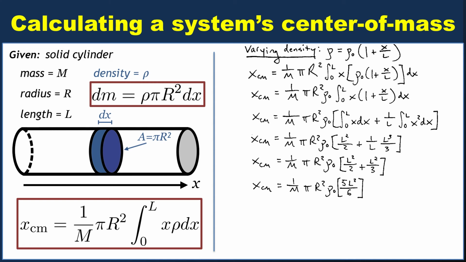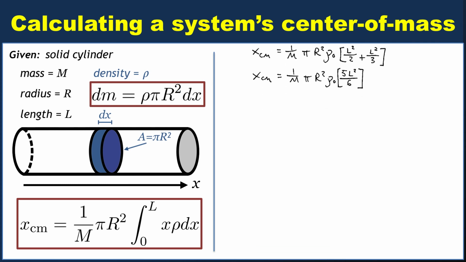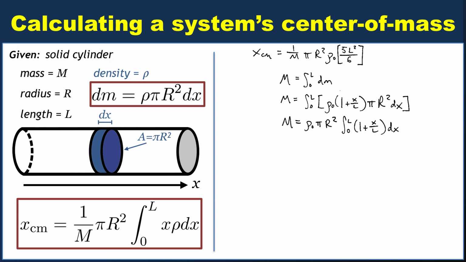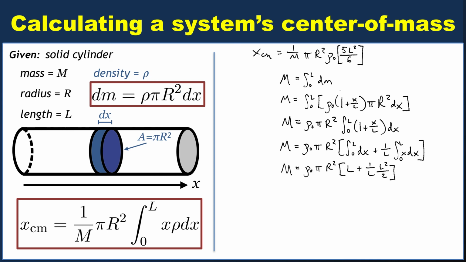But of course, we also expect that the expression for big M will be different, right? We have a different mass profile, so we need to recalculate that. We can't just use the same expression we had before. So big M is still the integral from 0 to L dm, but now when we substitute in our expression for dm and insert the density profile, you'll see that we can pull out rho pi r squared, but now, again, we have a different integrand. So now we have to integrate this. So we separate this into two integrals. We do the two integrals and find that M equals rho pi r squared times 3/2 L. So that's a different expression for big M, just as we have a different expression for xcm.